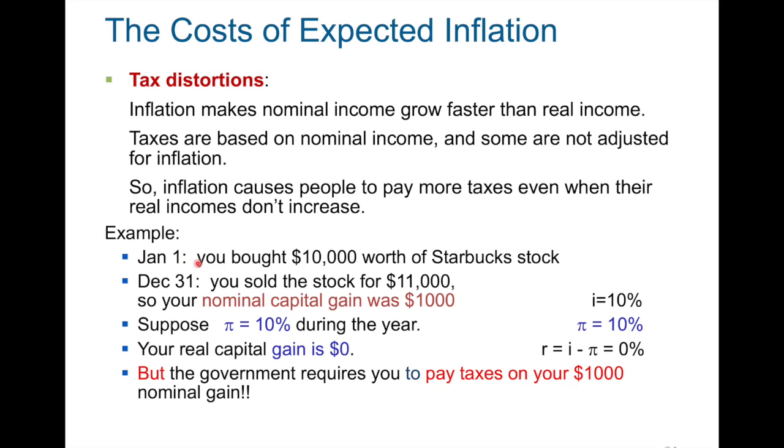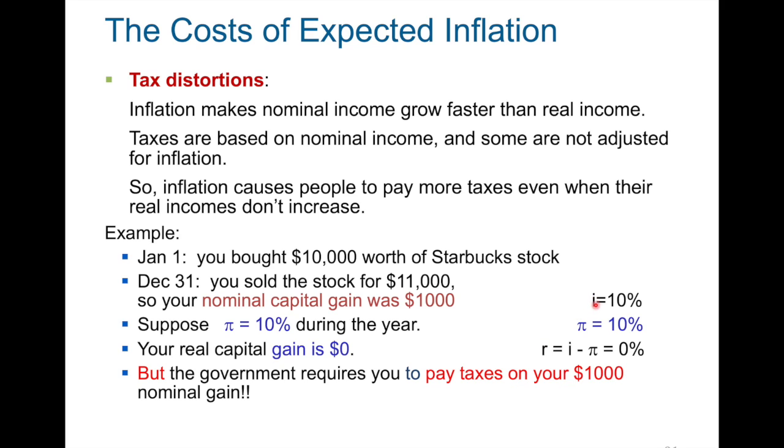On January 1st, you bought $10,000 worth of Starbucks stock. And on December 31st, you sold the stock for $11,000. So your nominal capital gain, how much you earn, is $1,000. So 10% of your initial investment. Suppose that inflation is 10% in that year. Then your real capital gain, how much you have earned, is actually zero.